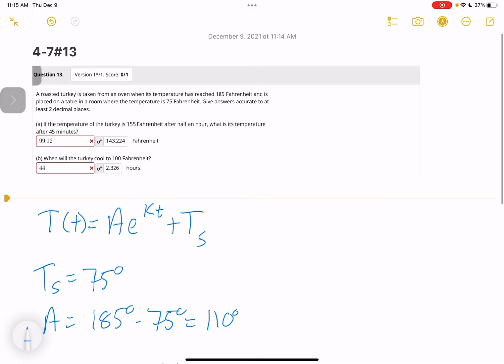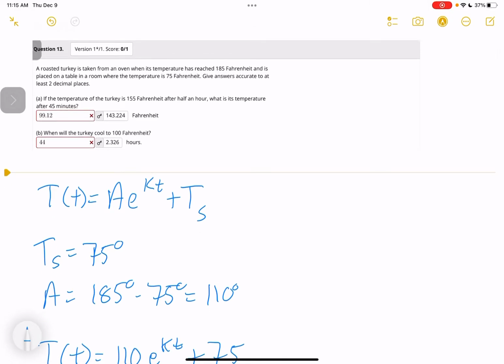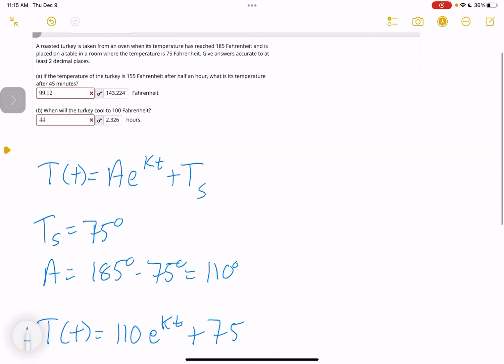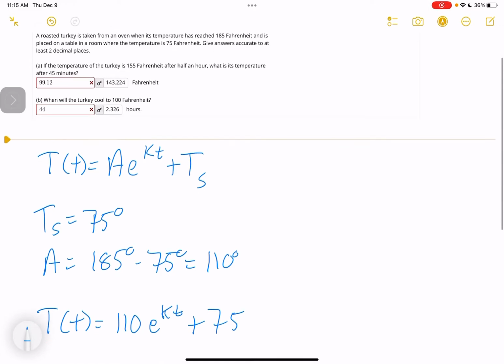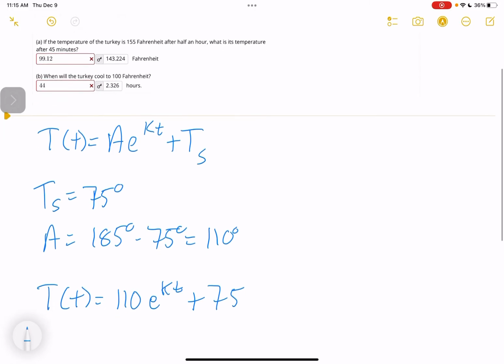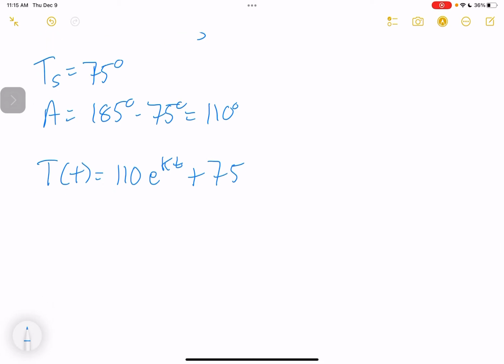So the first thing we're going to do is we have this formula, T of t equals A e to the kt plus T sub s. This is from the textbook. So that T sub s is the surrounding temperature, so that's 75. And it tells us that A is going to be the difference between the temperature of the turkey in this case and the surrounding temperature. So that's 185 minus 75 gives us 110. So we get this initial formula of T of t equals 110 e to the kt plus 75.